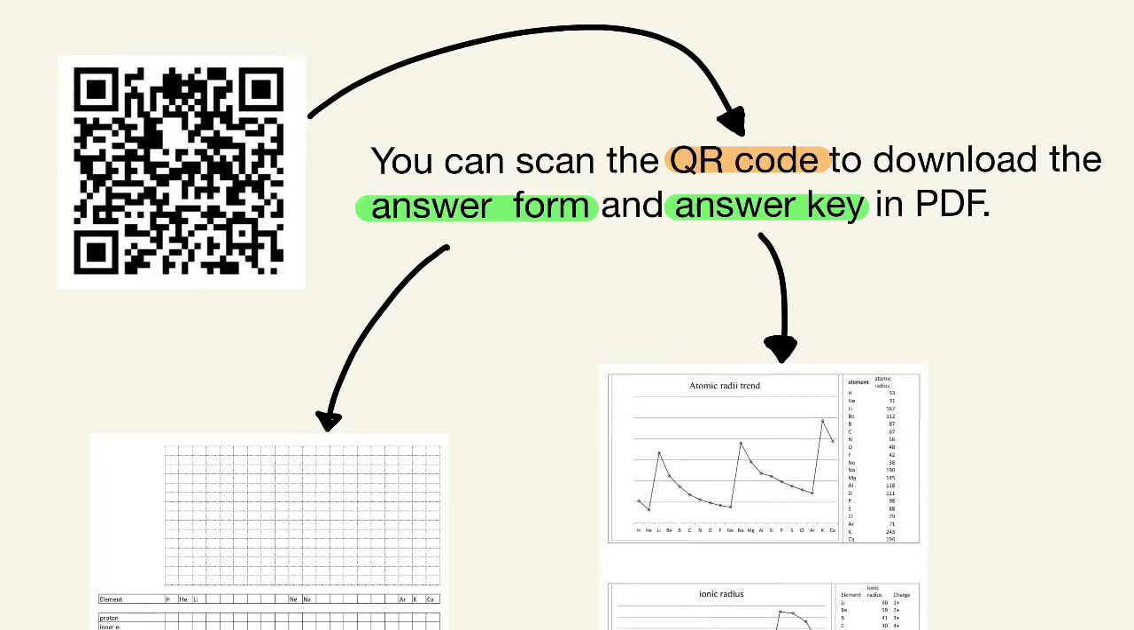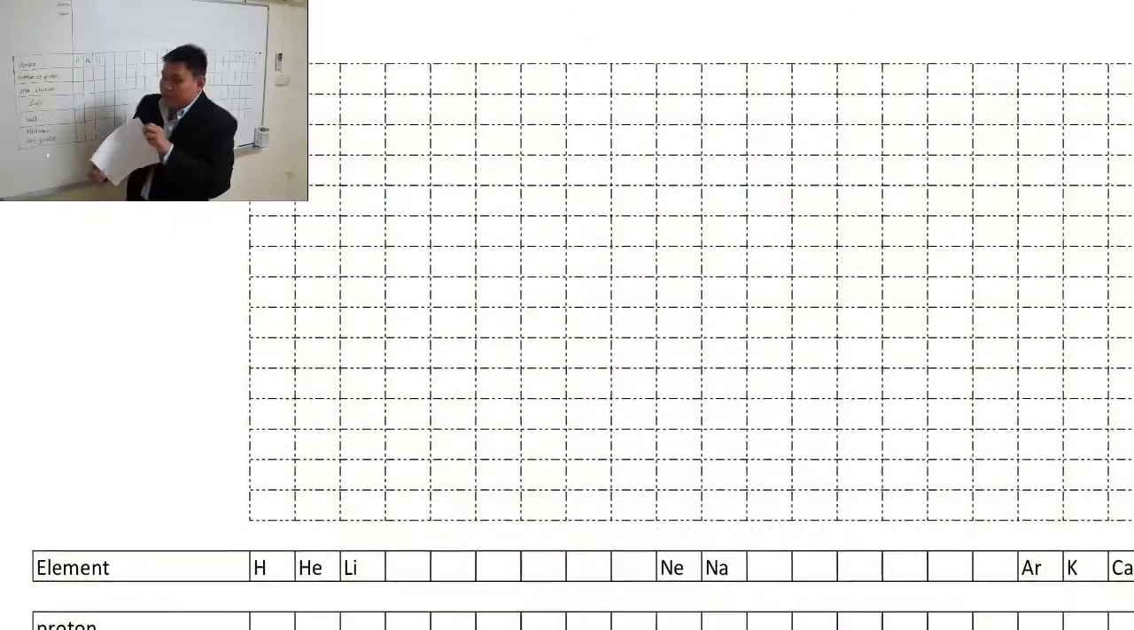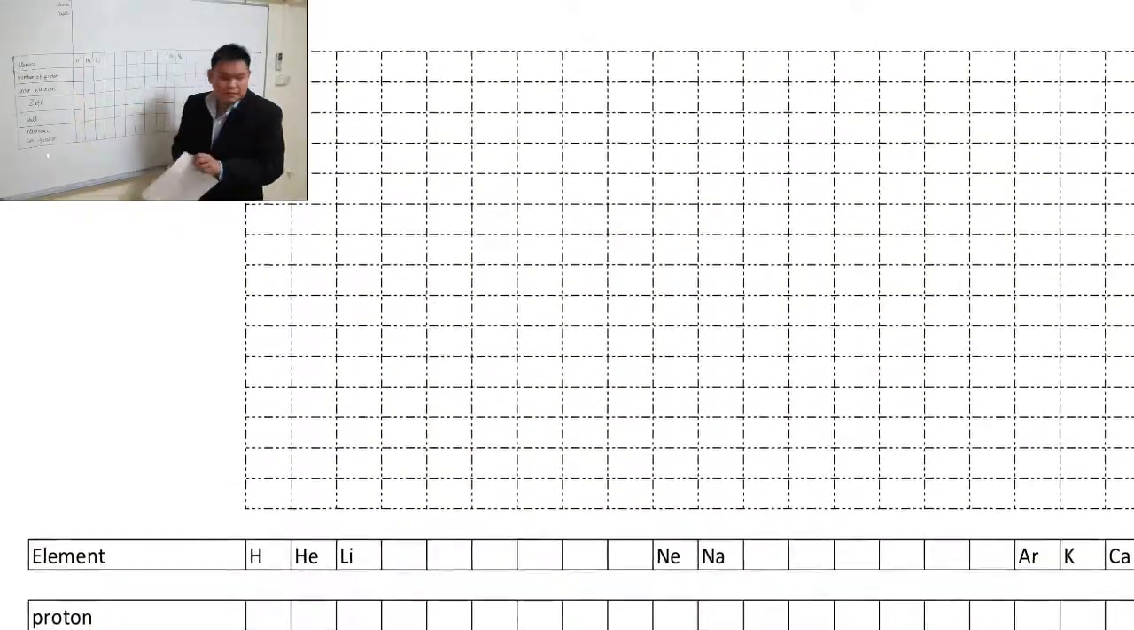Then you need to print a minimum of 4, because we are going to draw 4 graphs. The first one is atomic radius, the trend in atomic radius. So you need 4 of this. If you make a mistake, then you need to print more, maybe. After you print this, you can try to fill it up yourself. If you find difficulties, you can always go back to this video and see how we can draw the atomic radius by filling up this table.